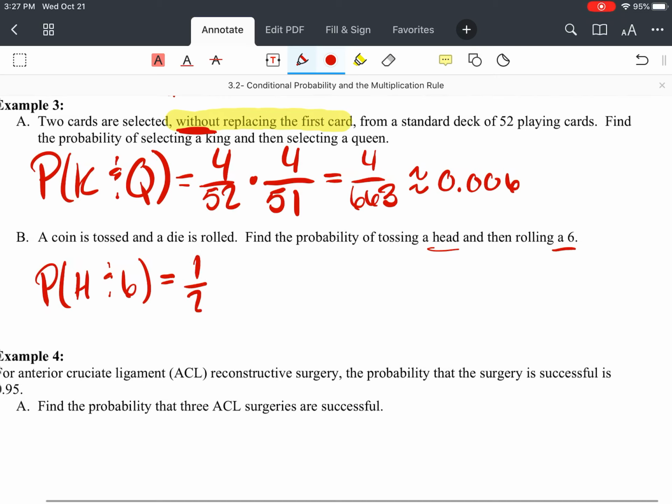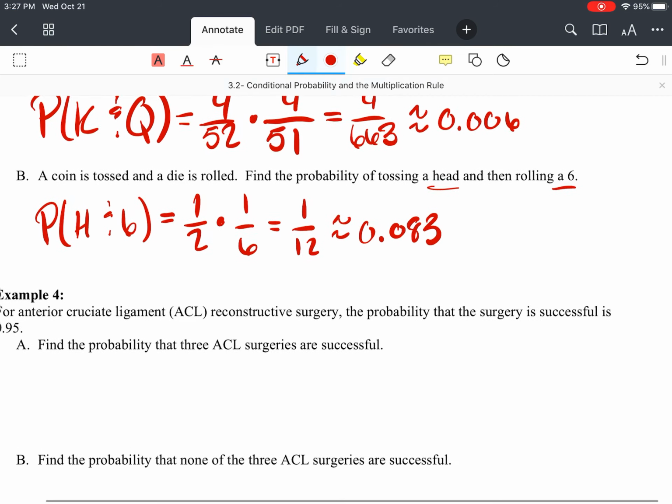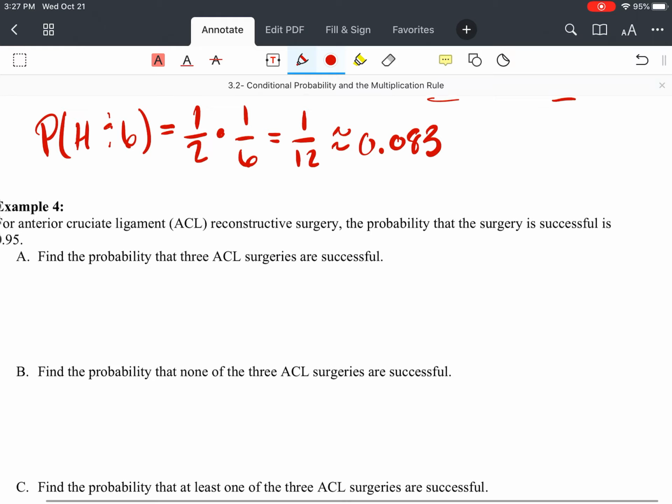Okay, so the probability of tossing a heads, well, that's 1 in 2, right? So there's 1 heads on a 2-sided coin, times the probability of rolling a 6, well, there's 1 out of 6. Okay, so we multiply across, we get 1 out of 12, which is approximately 0.083. Okay, so about 8.3% chance, or a little bit less than 10%, that we can flip a heads and then roll a 6 on the die.